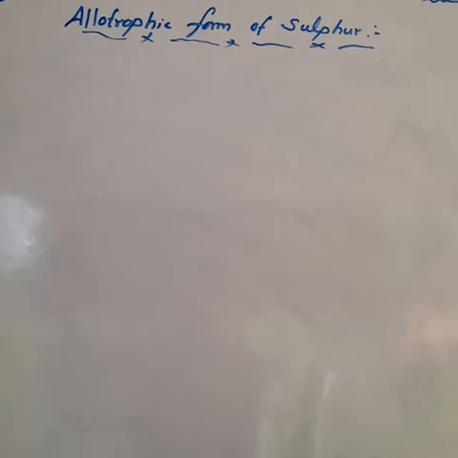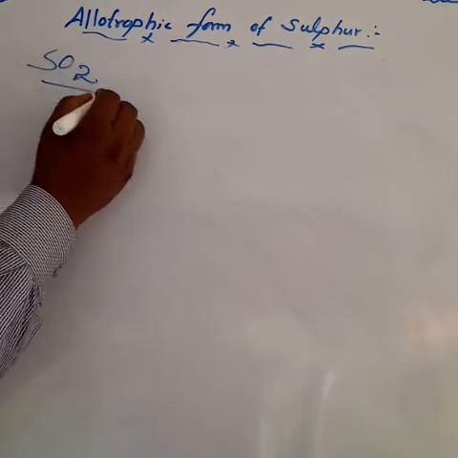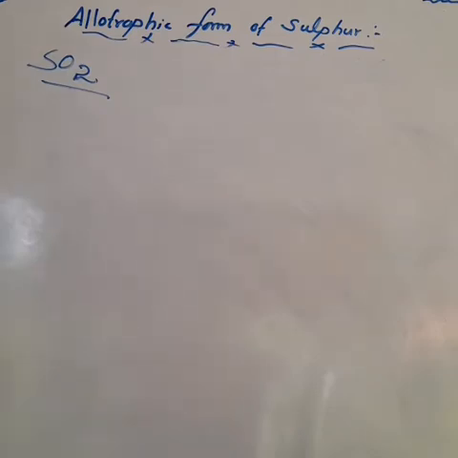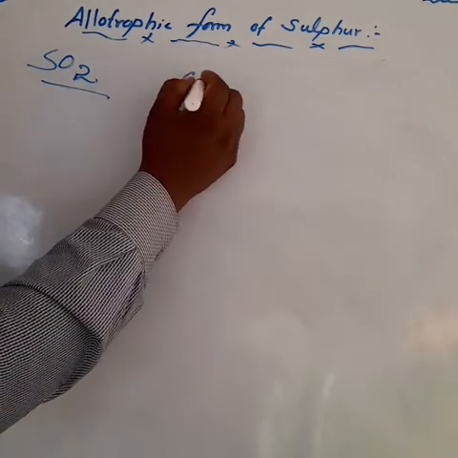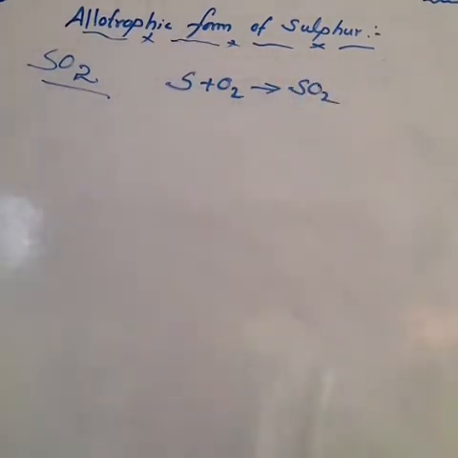sulfur dioxide. How is sulfur dioxide prepared? This is one of the largest scale productions. Easily, sulfur burns with oxygen, we get sulfur dioxide. That's the point, okay? Sulfur burns with oxygen, we get sulfur dioxide.